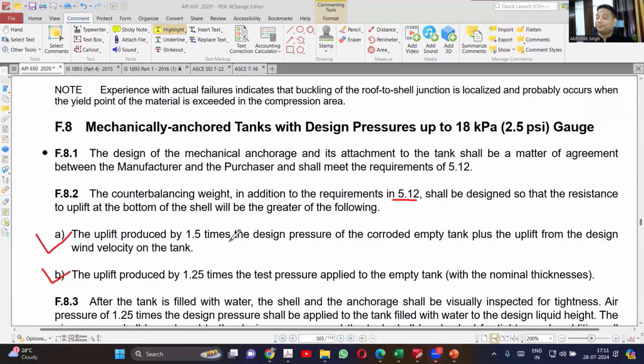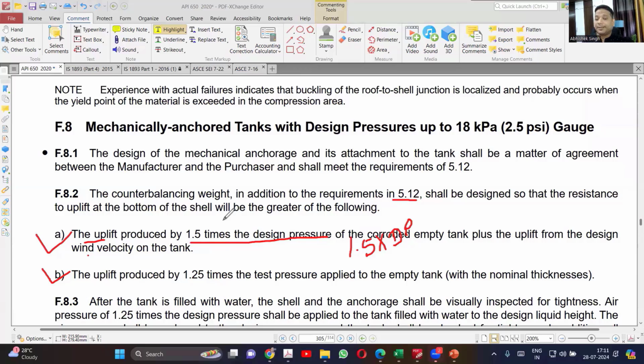Okay, so you have to calculate a weight, counterweight, which can be added. How much counterweight? How you'll be calculating that counterweight? Yes, calculate that uplift produced by 1.5 times the design pressure. Okay, so counterbalance weight should be calculated based on considering the uplift not only by design pressure, but 1.5 times the design pressure. And that much additional weight has to be added on the tank. Okay, so maybe on the shell or on the roof. Okay, anywhere.